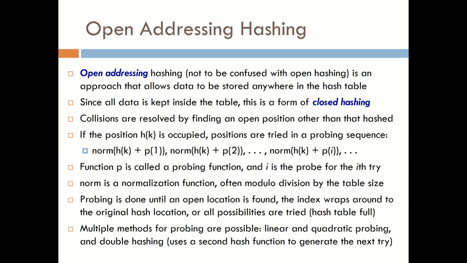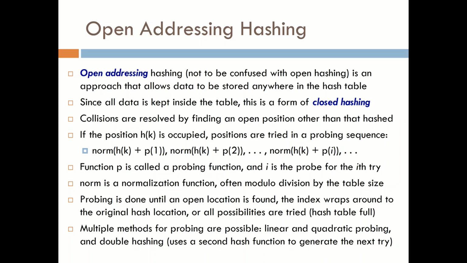Let's take a look at another hashing method. Let's look at open addressing hashing. Open addressing hashing should not be confused with open hashing, which is what we looked at previously, the method called separate chaining. This is an approach that allows the data to be stored anywhere in the table, and as such, it's called open addressing.